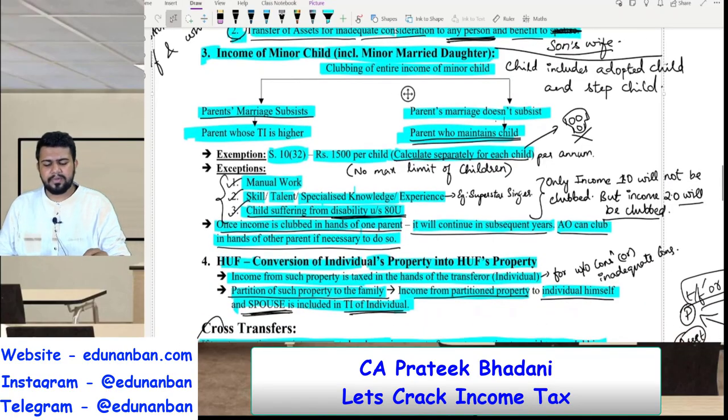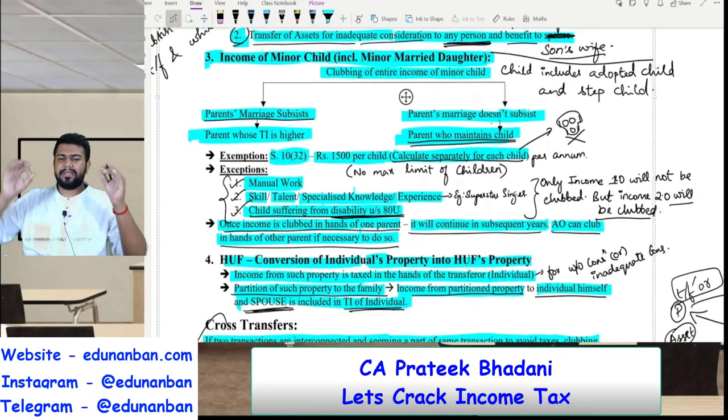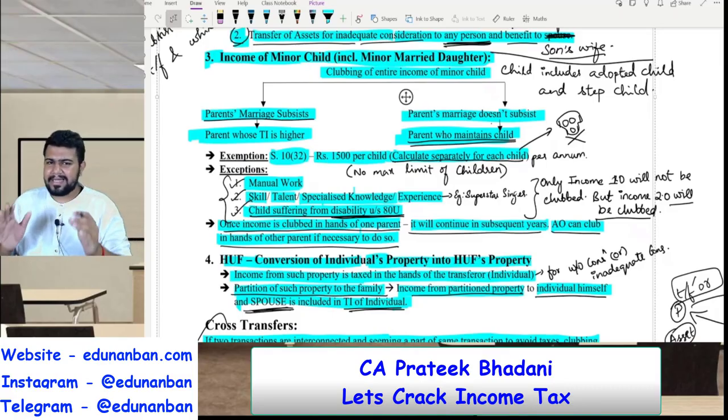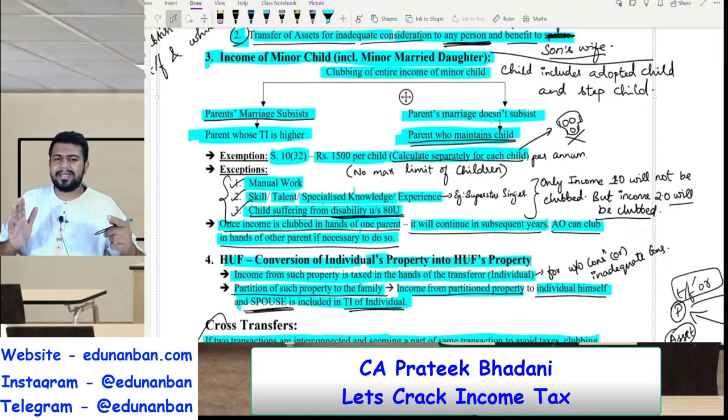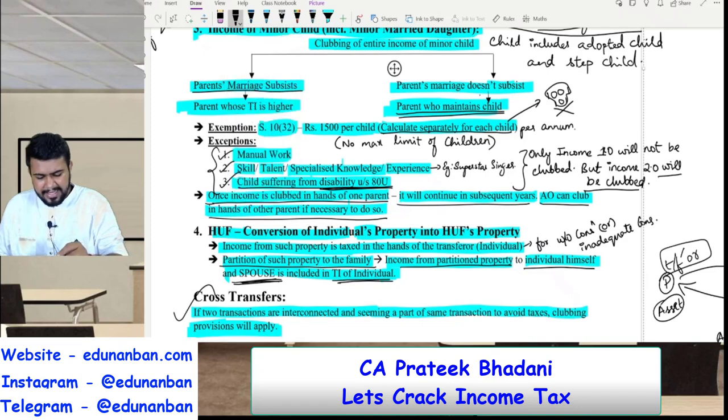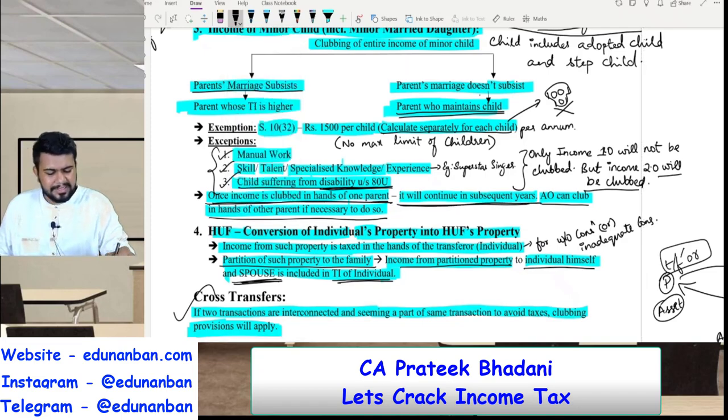Okay, now let's come to income of minor child. If a minor child is earning an income, the income will be clubbed in the hands of the parent whose total income is higher. However, if the income starts getting clubbed in the hands of one parent, it will continue to get clubbed in the hands of the same parent for the subsequent years. However, if the assessing officer feels it necessary, he will step in and change the clubbing provision.